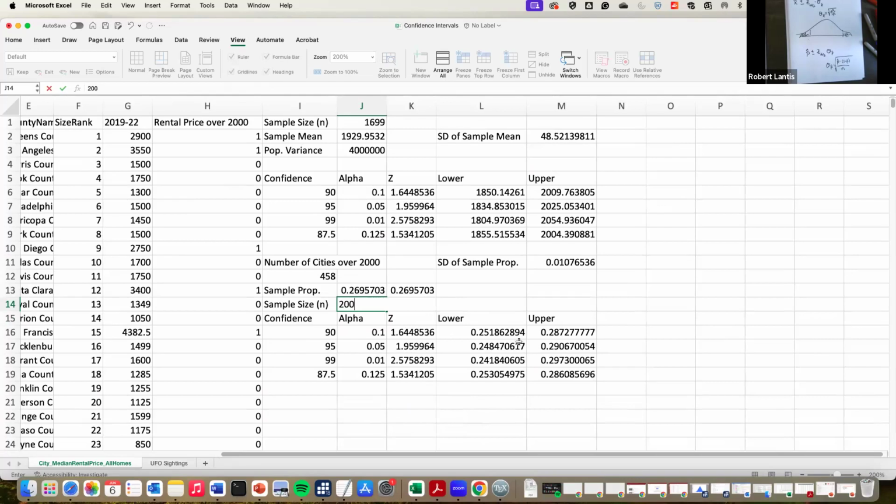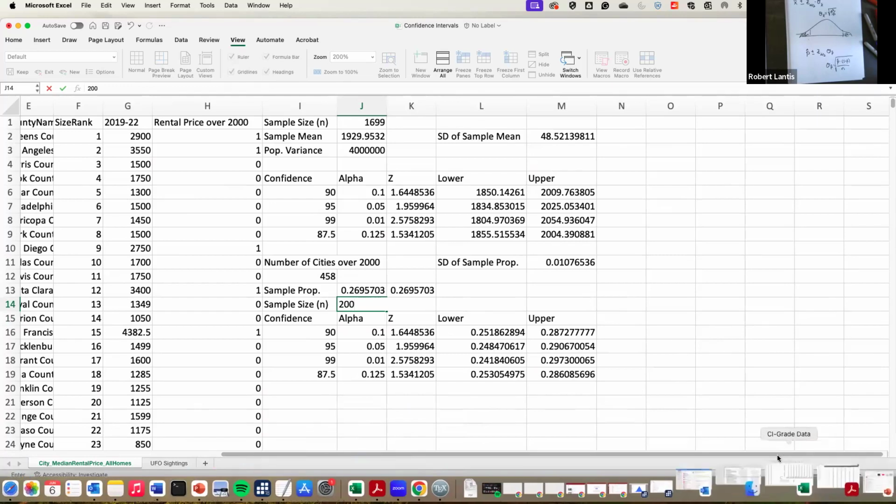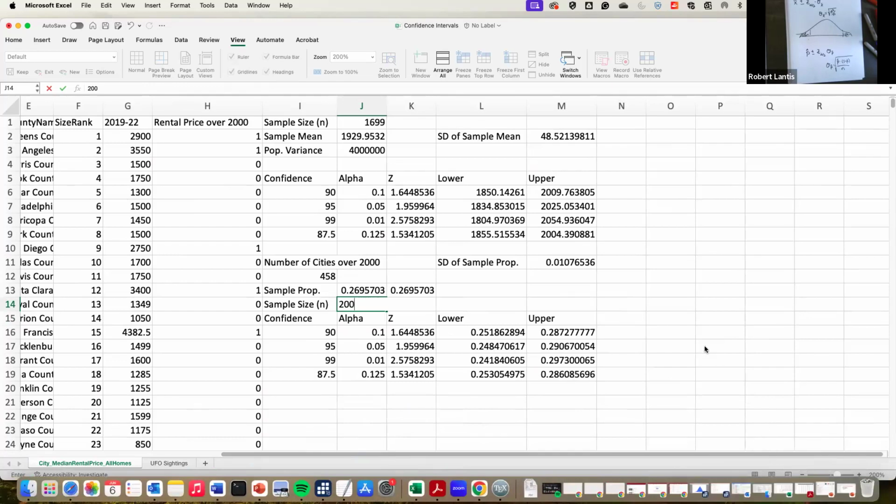What's going to happen to my confidence interval? Well, my sample size is getting smaller, which means this fraction is getting larger, which means I'm adding and subtracting a larger amount. It should be getting wider, right? So if I hit enter here, sure enough, all of these confidence intervals have now gotten wider, right?